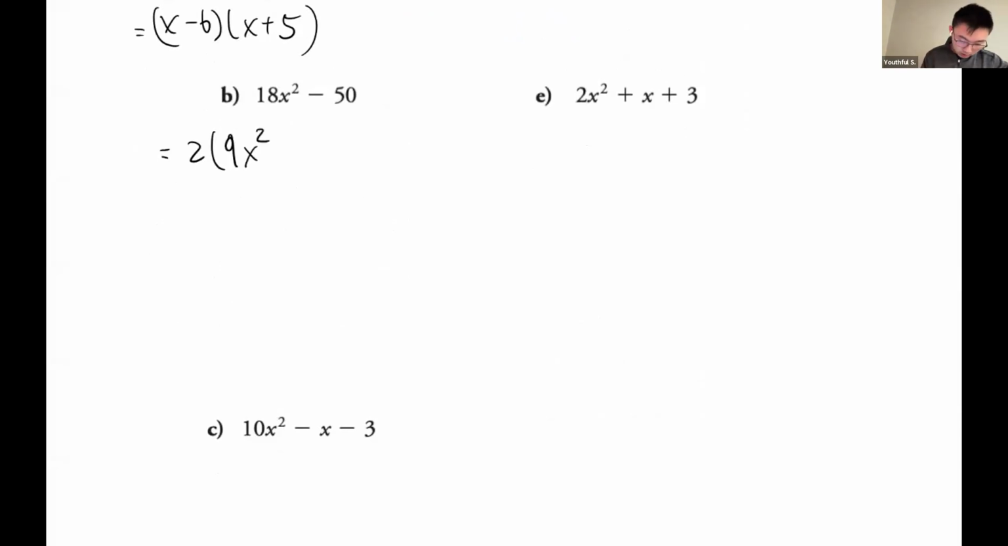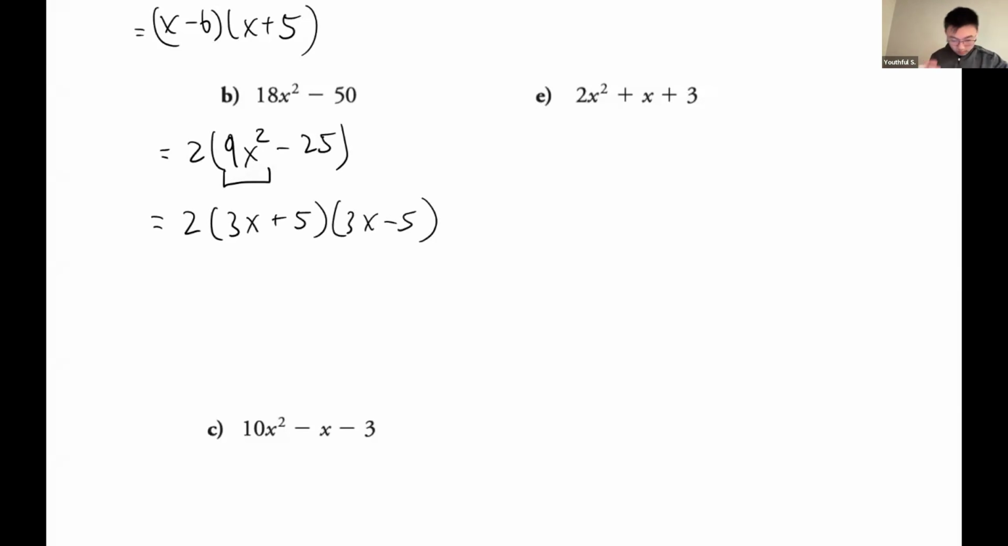So 2 times 9x minus 25. Okay. And then we can actually factor this further, because we see here that we have a difference of squares, right? The 9x squared is basically just 3x squared, and then, of course, the 25 is just 5 squared. So we can say this is a difference of squares, so this is equal to 3x plus 5 times 3x minus 5, right? A plus b times a minus b. So that's going to allow us to factor this further.